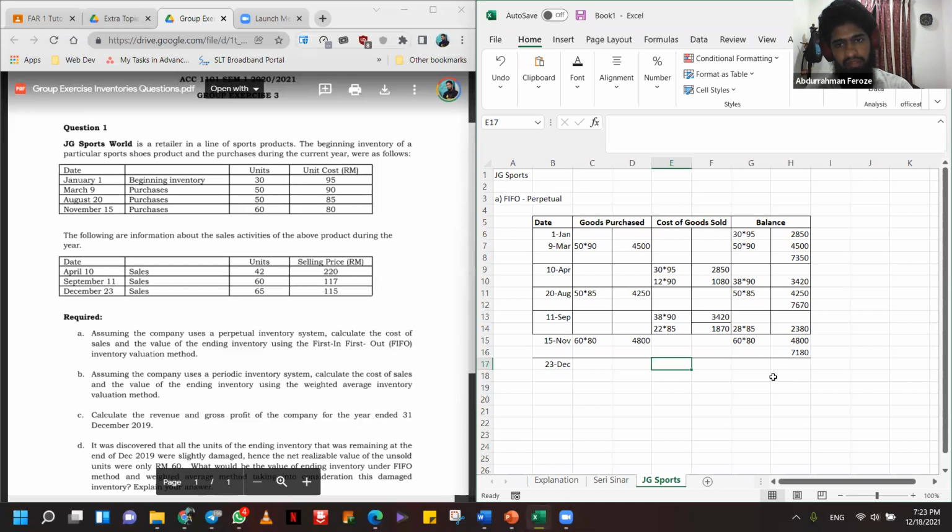How will the 65 be divided? These are the two batches we have. This is the old one. This is the new one. The old one is this one, the 28. Then this one, and we just bought this. So we have to get rid of the old one first, right?